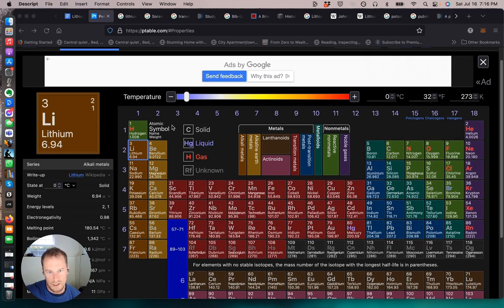And so hydrogen has essentially 1 proton and 1 electron. And then helium has 2 protons and 2 electrons. And lithium has 3 protons and 3 electrons. And the most common form happens to have 4 neutrons. But let's just ignore the neutrons for a minute.